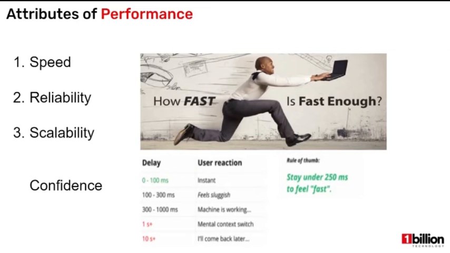10 years back, 5 years back, maybe we were telling the SLA like 5 seconds, 3 seconds or something like that. But these are the figures published by Google. 0 to 100 milliseconds, instant. 100 to 300 milliseconds feels sluggish. 300 to 1000, my machine is working. 1 second, mental context switching. 10 seconds, I'll come back, bye, goodbye. The rule of thumb is to stay under 250 milliseconds to feel fast. At the moment we are targeting 3 seconds, 4 seconds, sometimes 5 seconds. These are the future figures, guys. They are trying to achieve this.